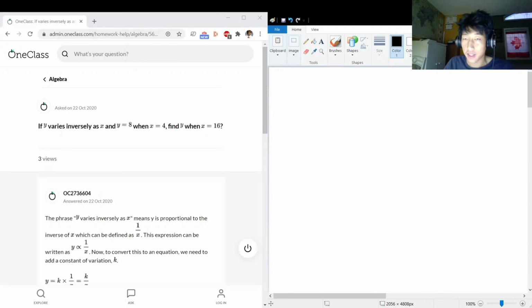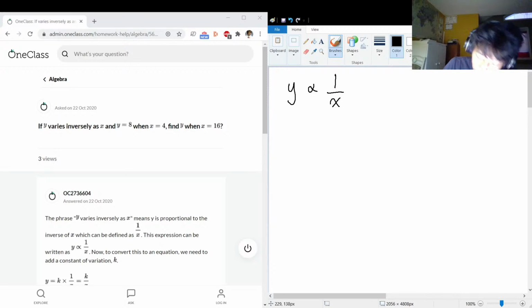Okay, the next question that we got on the menu today is if y varies inversely as x. Let's write out what that means in a mathy sense first. So y varies inversely as x. To write that as a math relationship, you say y alpha, which means is proportional to 1 over x. It means that if y gets big, x is getting small. Or if x is getting big, y is getting small.